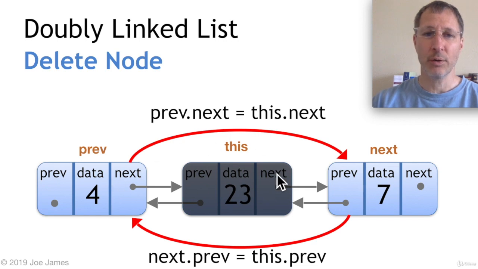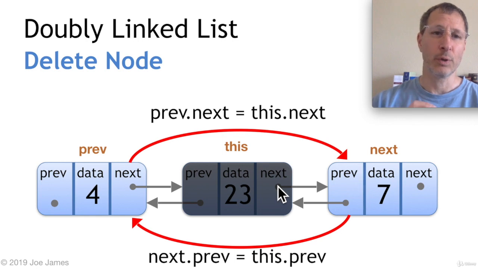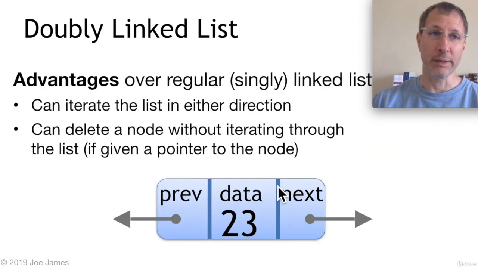And you see, once we get these red arrows in place, once we fix these 2 pointers, we've effectively cut node 23 out of our linked list. We've deleted it. So that's how the delete operation works in a doubly linked list.